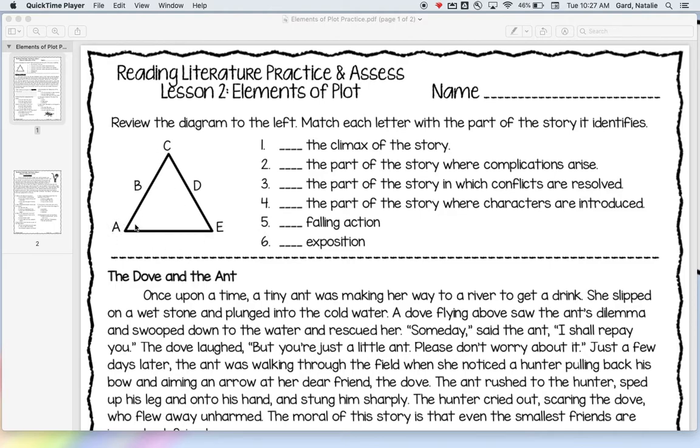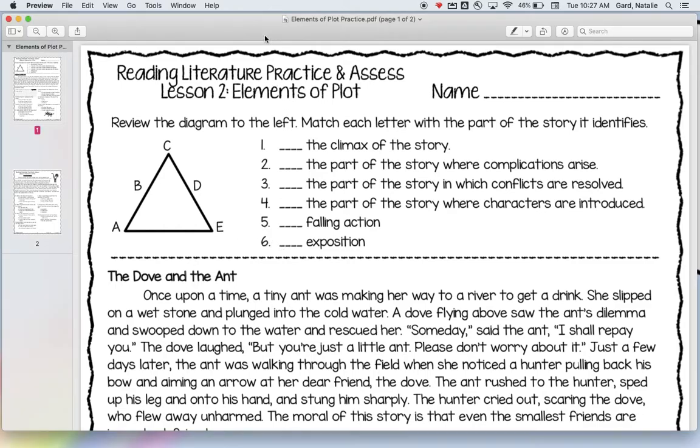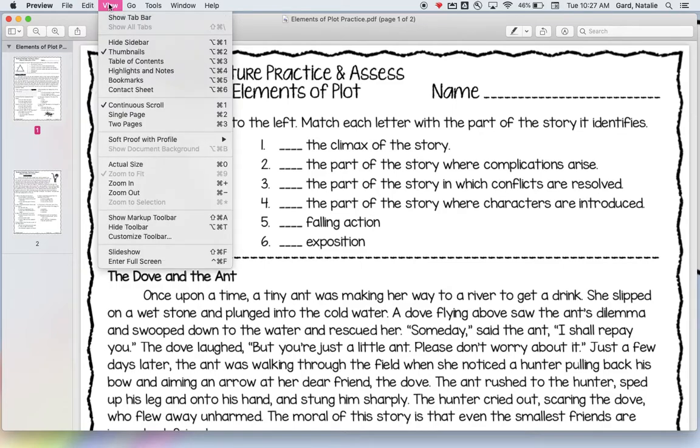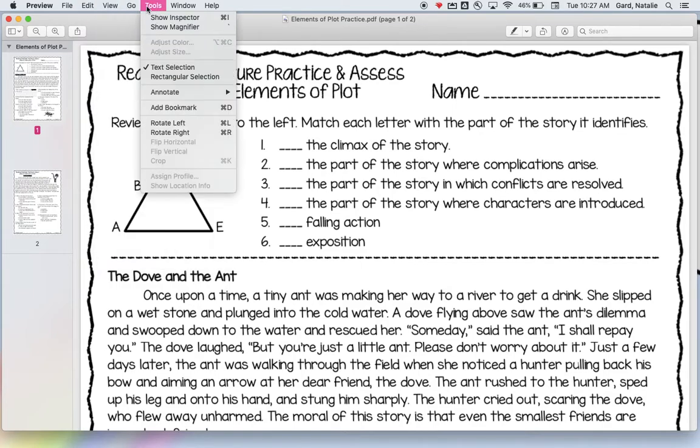So if we look here at point A on our plot diagram, I'm hoping that we are able to find that this is the beginning, and the fancy schmancy word for the beginning of the story is going to be called, that's right, the exposition.